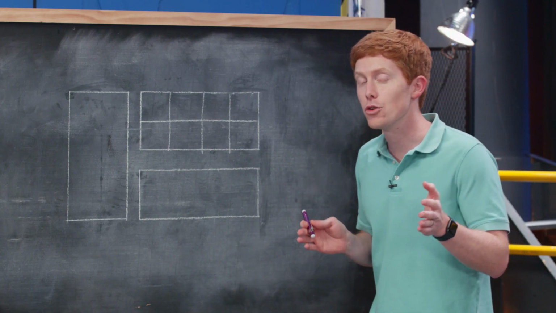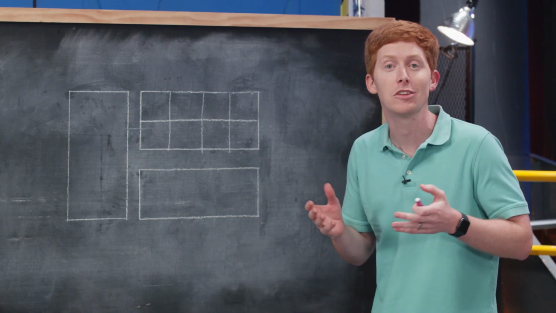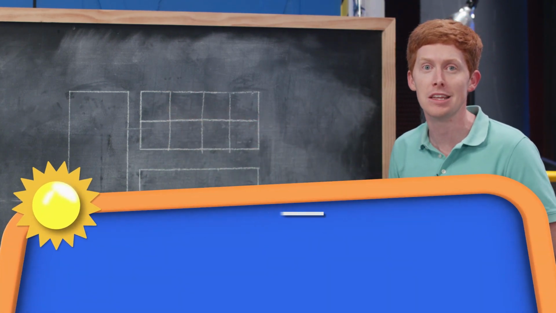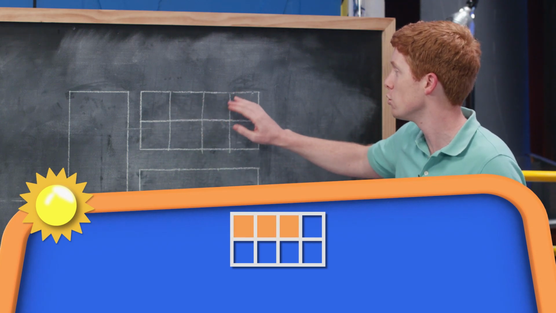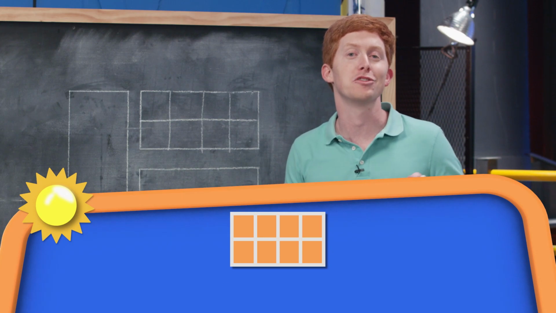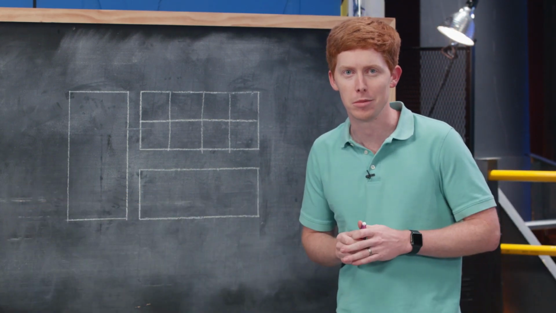But we also want to figure out how much area or how many square units our rectangle has. Well, to do that, we would count up all the squares on the inside. So I can see I've got 1, 2, 3, 4, 5, 6, 7, 8. So our rectangle has 8 square units. Let's try one more and see if we can come up with it.